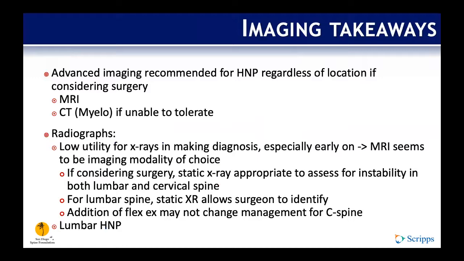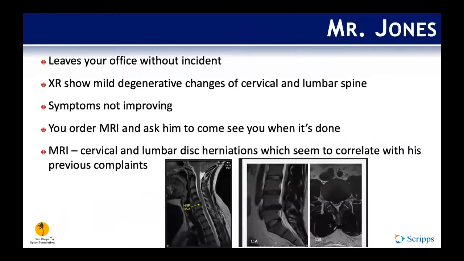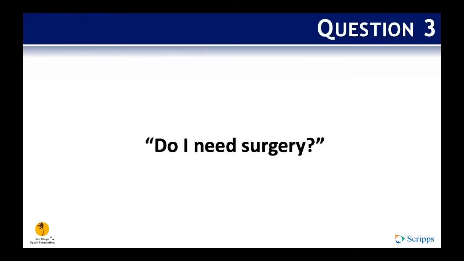So here are some imaging takeaways. Just in the interest of time, keep moving along. So Mr. Jones leaves, and then x-rays come back, mild degenerative change, nothing new. He calls you back in a couple of weeks and says symptoms are not improving. So you order an MRI, which comes back and more or less confirms what you were suspecting, that there are disc herniations in the lumbar and cervical spine, which kind of correlate with the symptoms.